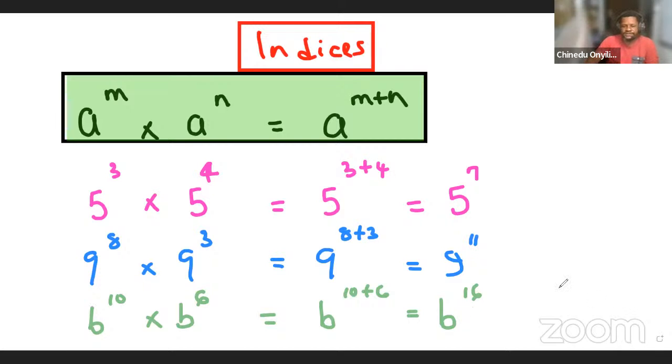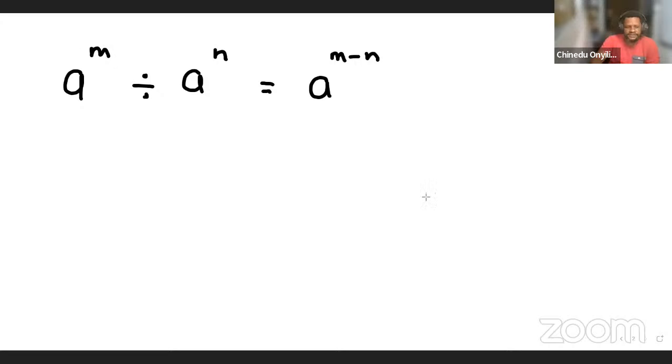Now, let's look at the second law of indices. The second law of indices has to do with division, like if you have a to the power of m, and you divide it by a to the power of n. This will be the same as a, the base a, and then you subtract the powers, which is m minus n. This is the second law of indices. Now, how does this really work?